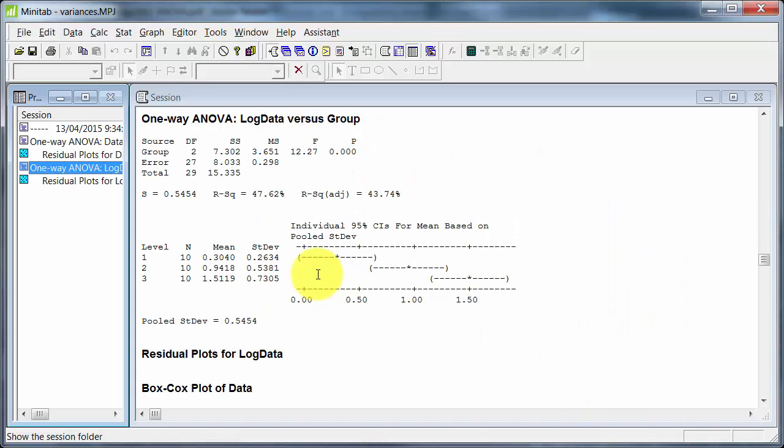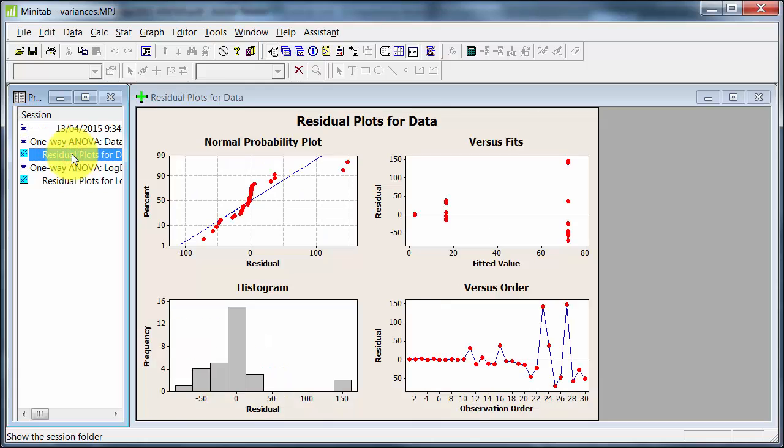Well, what you may see people starting to do these days is switch to looking at residual plots. Now here are the residual plots from Minitab for the untransformed data. And there are three things to look at here: the top two plots and the bottom left. I'll talk about the bottom right, but it's often not important.